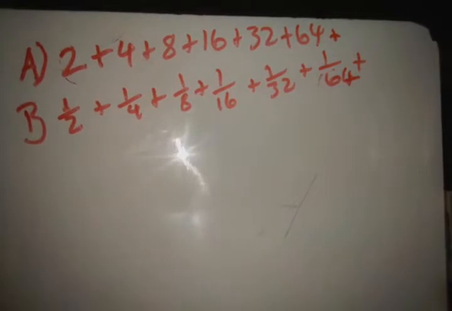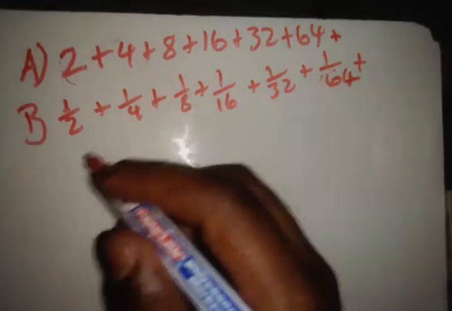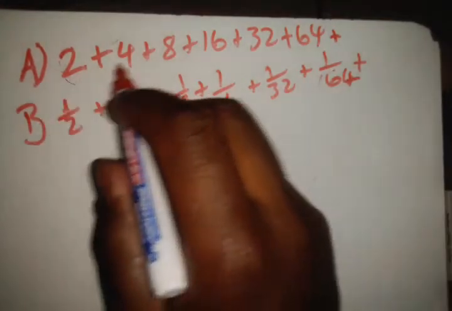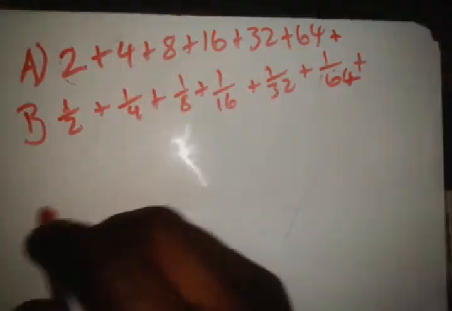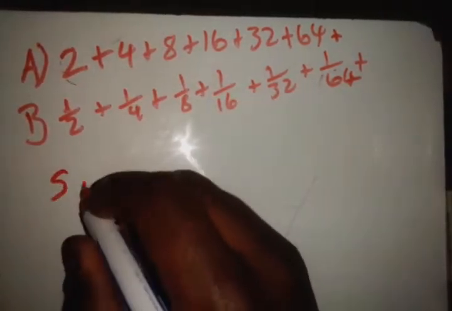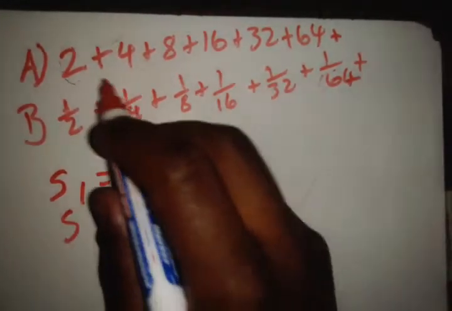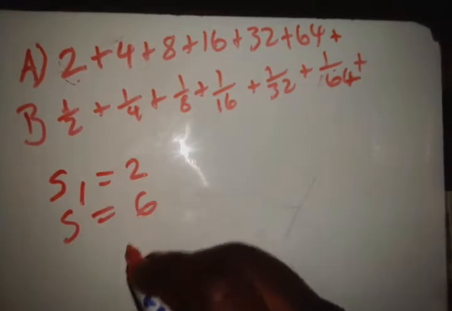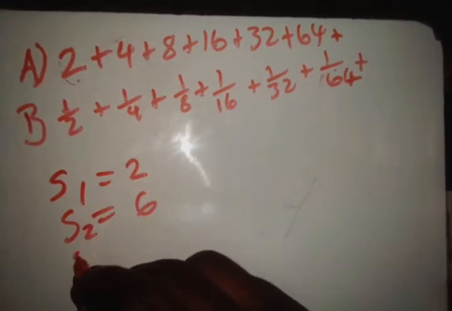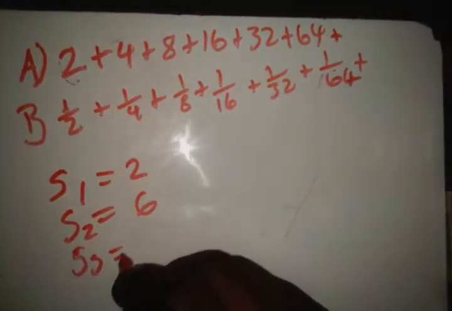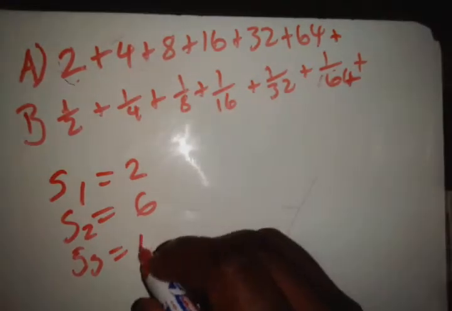signs between them. So I'm going to show you the difference between converging and diverging series. So let's look at a pattern. For instance, let's look at this one. Let's just find out for series A, what's the sum of one term. Well, the sum of one term is just the first term, so it's 2. The sum of two terms, which is 2 plus 4, is actually 6. And then the sum of three terms, which is 6 plus 8, which is 14.